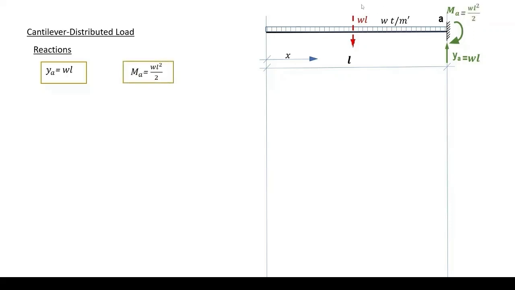Our moment is simply this red WL multiplied by the arm of the force till it reaches A, L over 2, giving a moment at the fixation equals WL squared over 2, and with a tail upwards.